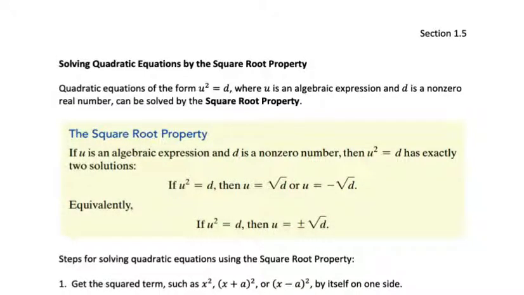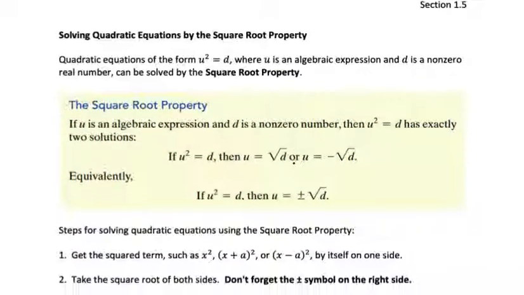In this video for section 1.5, we're going to be talking about a second method for solving quadratic equations, and that's called the square root property. And the square root property we can use if we have something squared equal to a number. Now that something could just be a variable like x squared, or it could be something more complicated in parentheses, like (x plus a) squared, where a is a number, or (x minus a) squared. So when we're using the square root property, then we get two solutions.